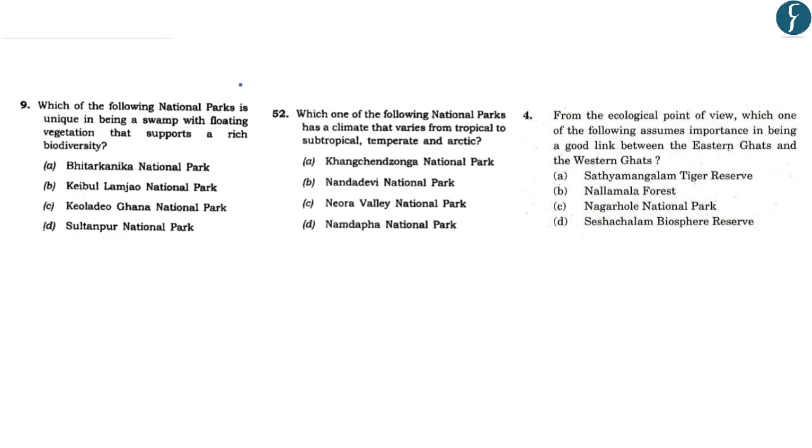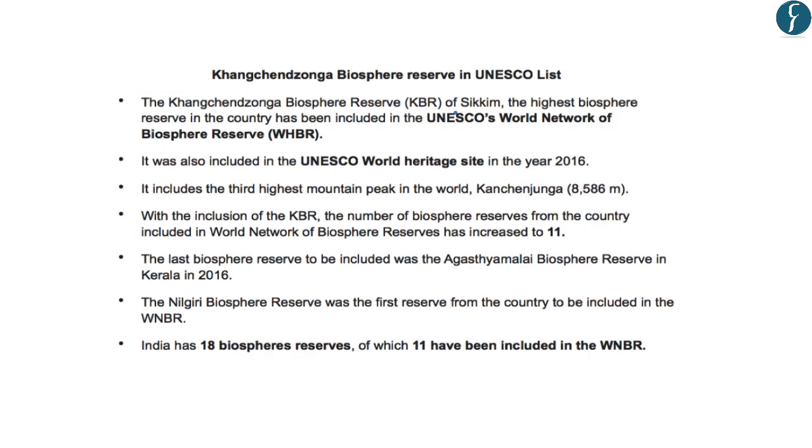Now, questions have been asked previously in the preliminary examination related to famous biosphere reserves and national parks. For example, there were 2 questions in 2015 and there was one question in the year 2017. So biosphere reserves and national parks are important for us from prelims point of view. So the Kanchenjunga Biosphere Reserve, which lies in the state of Sikkim and is also the highest biosphere reserve in the country, has been included in the UNESCO's World Network of Biosphere Reserves. It was also included in the UNESCO's World Heritage Site in the year 2016.